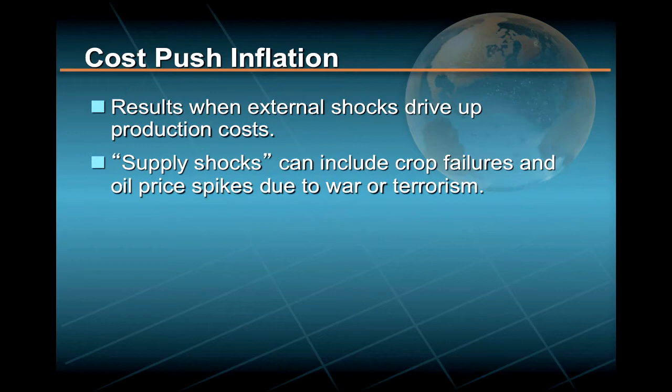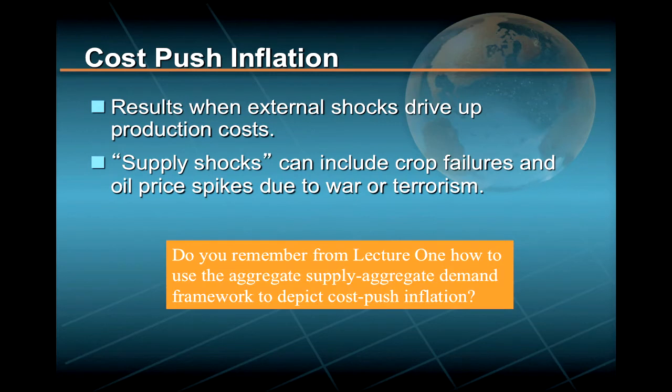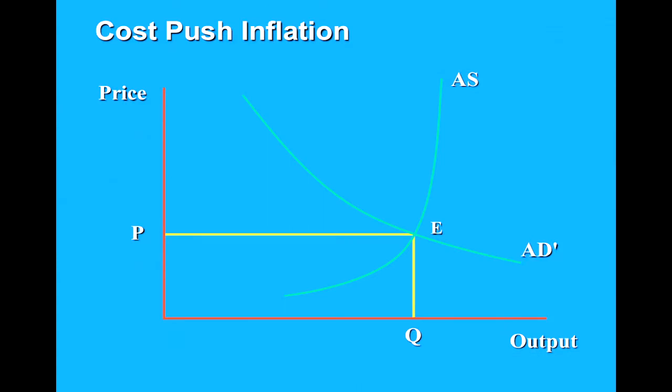In the early 1970s, such supply shocks included crop failures, a worldwide drought, and a quadrupling of the world price of crude oil. Again, do you remember from Lecture 1 how to use the aggregate supply, aggregate demand framework to depict cost-push inflation? The cost-push situation in the 1970s is illustrated in this figure. Sharply higher oil, commodity, and labor costs increase the costs of doing business. The higher costs shift the AS curve up from AS to AS prime, and the equilibrium shifts from E to E prime. Output declines from Q to Q prime while prices rise.